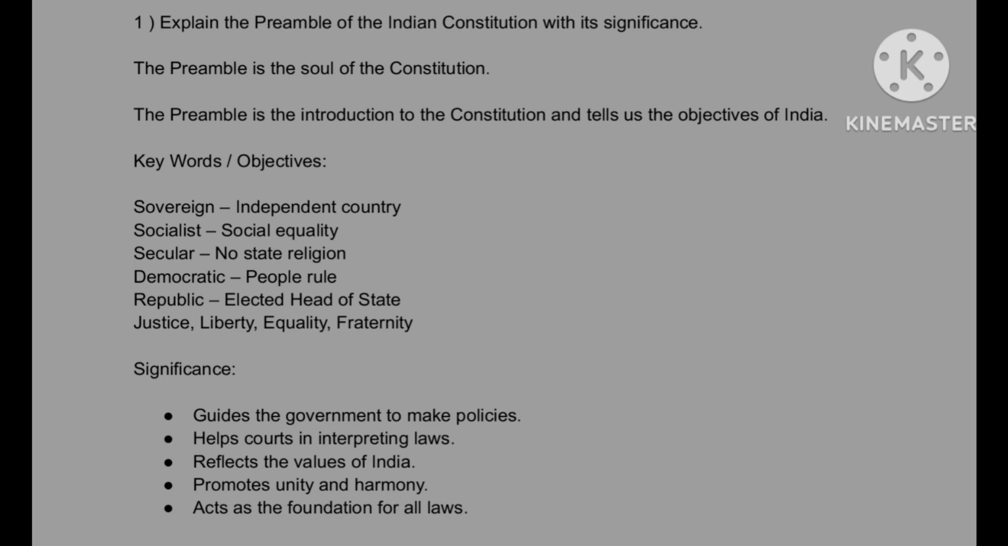Sovereign, socialist, secular, democratic, republic, justice. These are the main keywords that we have to write in the exam. Significance of the preamble of the Indian Constitution.